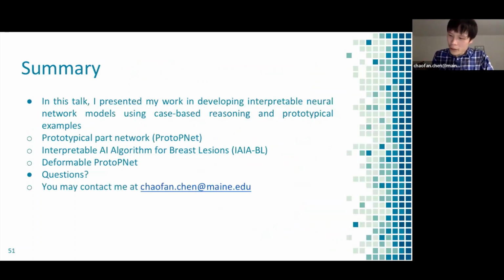So to close this talk, in this talk, I presented my work in developing interpretable deep learning models using case-based reasoning and prototypical examples. I have talked about prototypical part network, the original ProtoPNet, in detail. I have presented the application of this ProtoPNet to medical images, which is the IIBL model. And I have also briefly mentioned the latest work, which is a deformable ProtoPNet. If you have any questions about these works, you can contact me at my email address, which is shown on this slide, and I'll finish my talk and open the floor for questions.